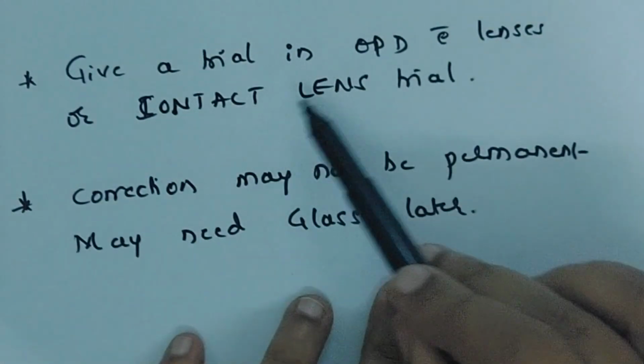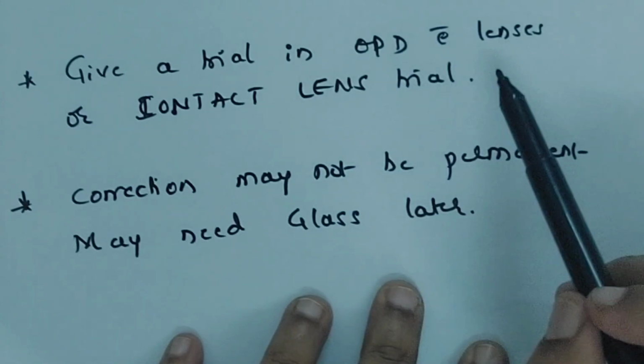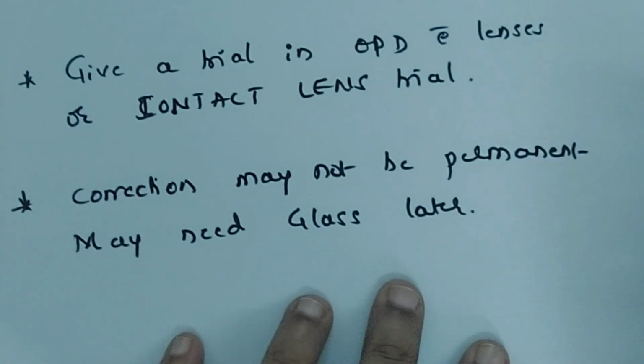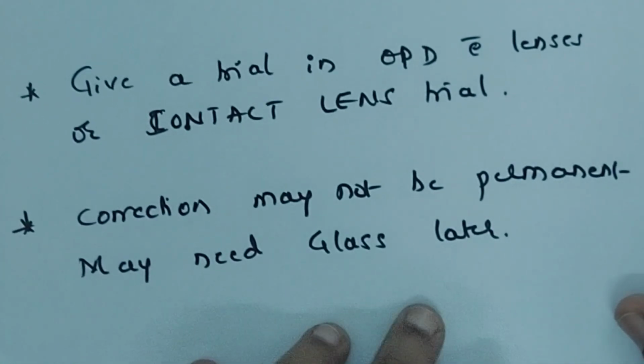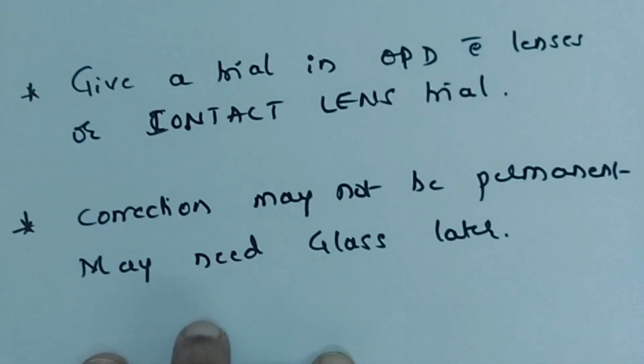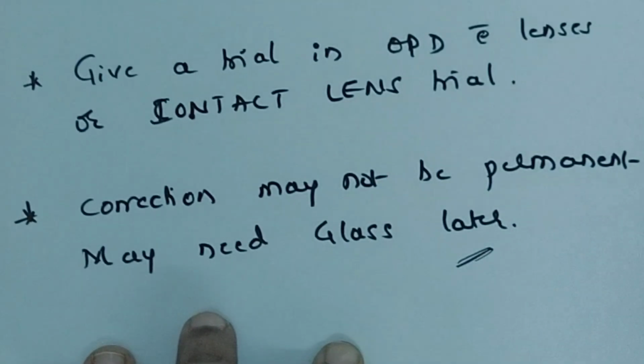So how will you know that the patient will be comfortable with mini monovision post-operatively? For that reason, give a trial of lenses in the OPD, or you can also use contact lenses, and ask the patient to wear them and stay in the OPD for some time and ask how they feel about the vision. Then you can decide whether to take the patient for mini monovision correction. And this correction may not be permanent, so the patient may need glasses later.